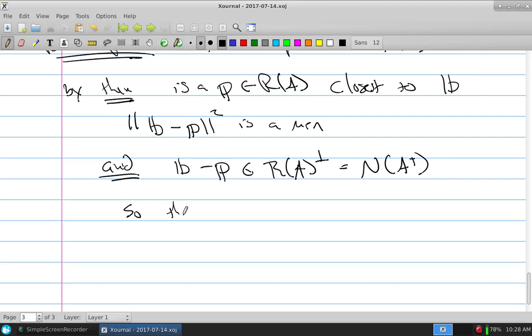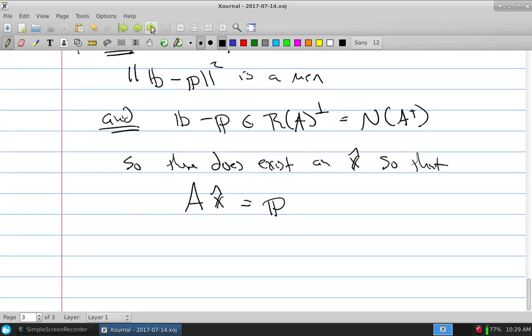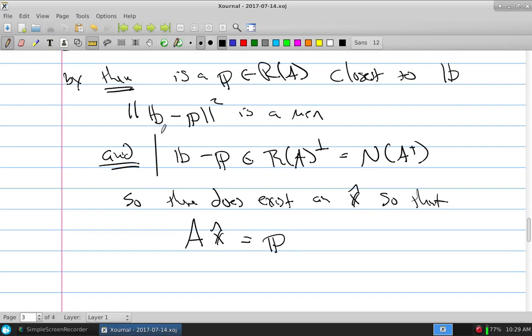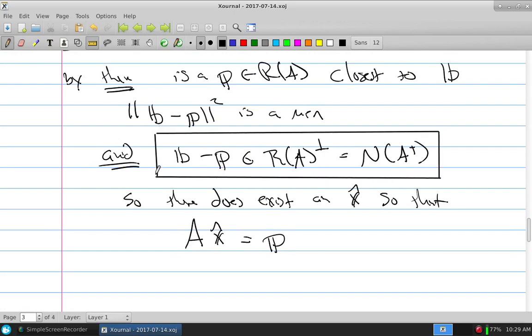And so there does exist an X hat so that A X hat is equal to P. So that's our nice little existence here. But this is useful. So some sort of X hat exists so that A times X hat actually does get us to the closest. How close do you want to get? You're going to get to P. That's the closest. How do I get there? I find my X so that when I multiply it, it gets there.